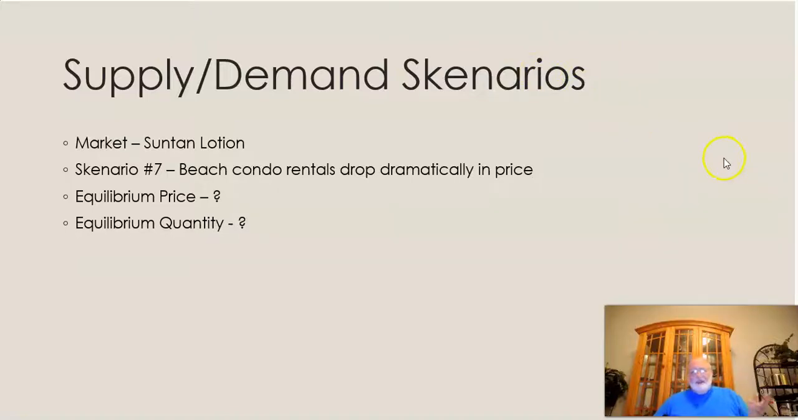Scenario 7, suntan lotion. I was kind of grasping at straws here at the end. Suntan lotion: beach condo rentals drop dramatically in price. The theory I came up with is that they are complements. If the price of beach condos goes down, a lot more people are going to rent them, and they're going to be laying out by the beach, and so suntan lotion demand will go up.